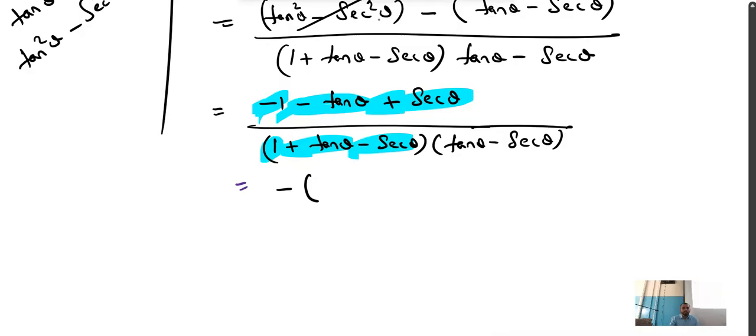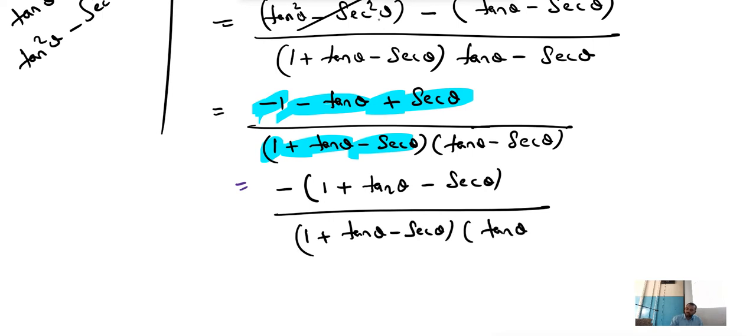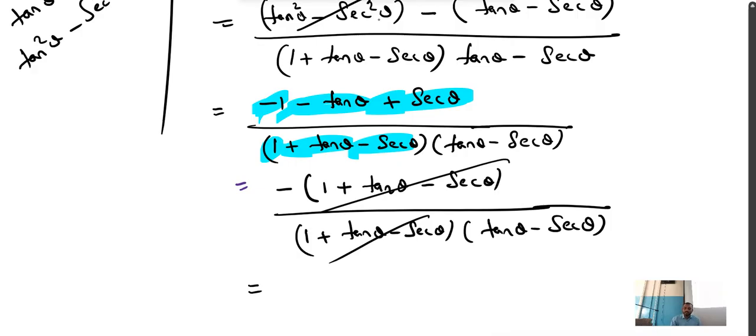Take minus common. So if we take minus common, here -1 will become +1. Minus tan theta will become plus tan theta. Plus secant theta will become minus secant theta. Divided by 1 plus tan theta minus secant theta into tan theta minus secant theta. Now 1 plus tan theta minus secant theta gets cancelled. So what is left out? Minus 1 divided by tan theta minus secant theta.